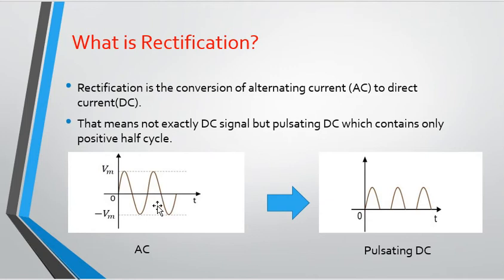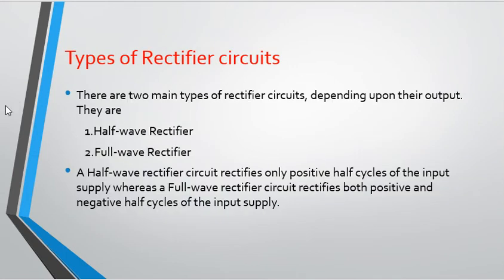In this diagram, we see an AC signal as input to the rectifier, and after rectification, we will get pulsating DC. So from this waveform, we come to know that after rectification, we get pulsating DC.